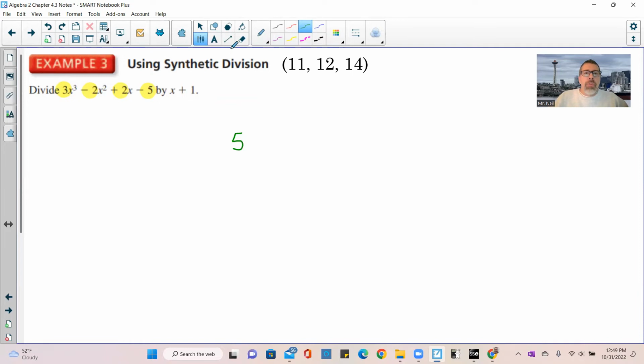division problem. Where am I getting that from? I'm looking at the constant. 3, -2, +2, and -5. And then you draw your bracket like so.